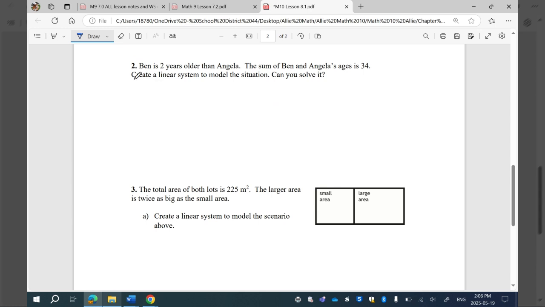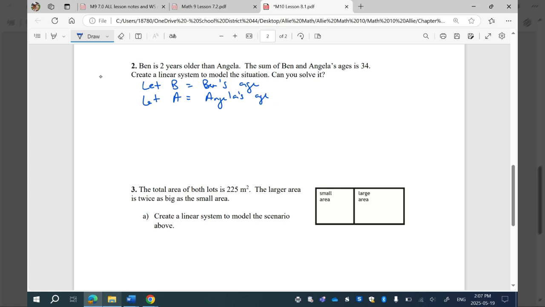So Ben is 2 years older than Angela. They usually give you two pieces of information that we're going to make two equations out of. The sum of Ben and Angela's ages is 34. So create a linear system to model this situation, and can you solve it? So you have two pieces of information. Often, you're going to do something like let B equal Ben's age, and let A equal Angela's age.